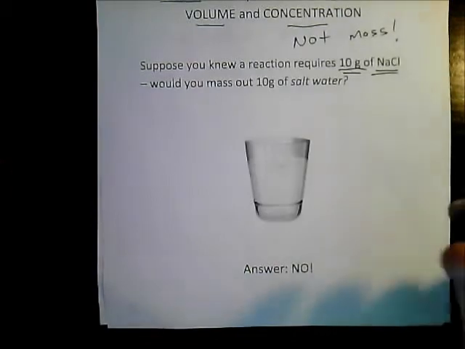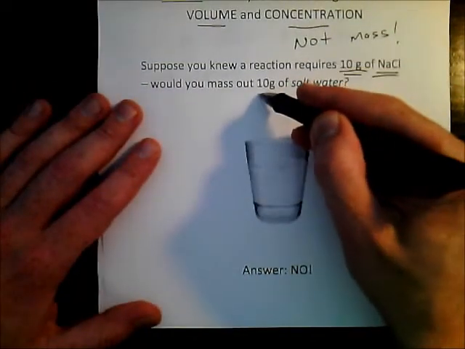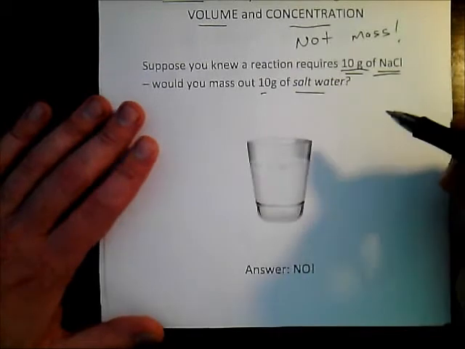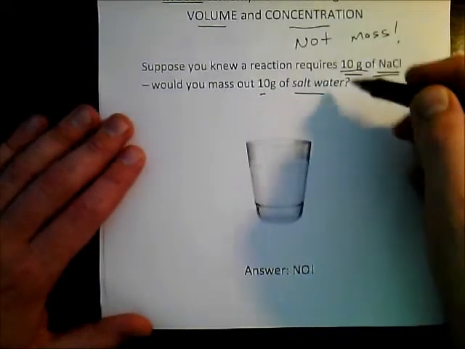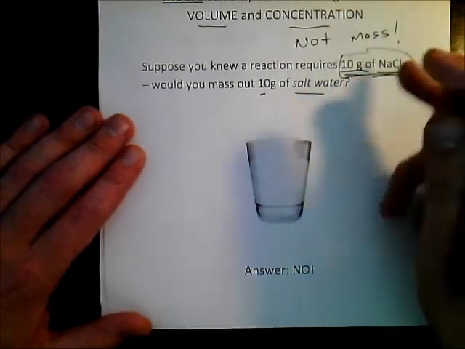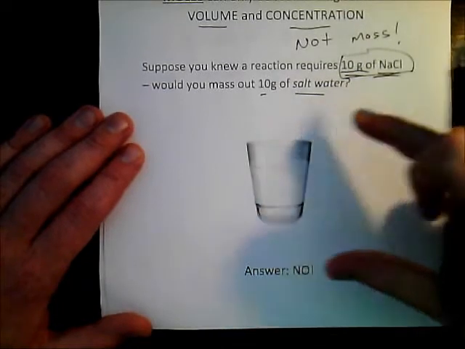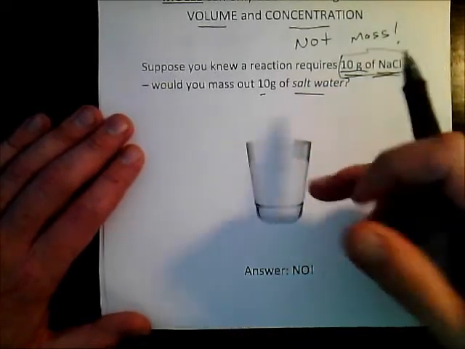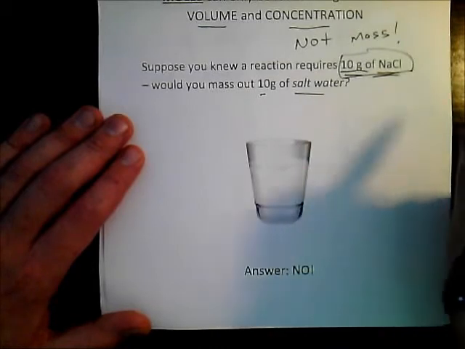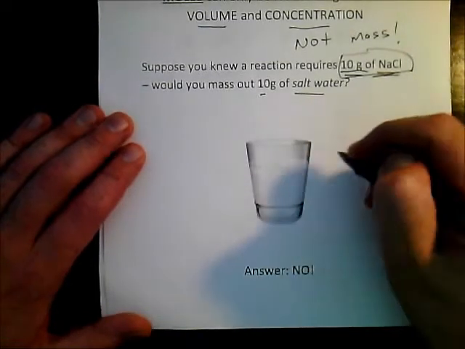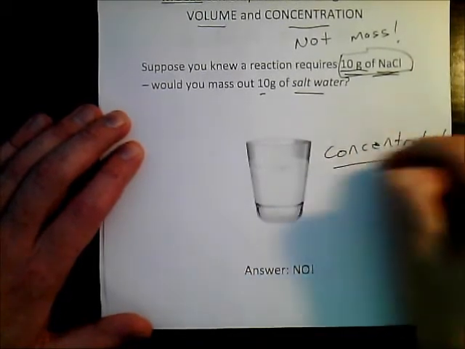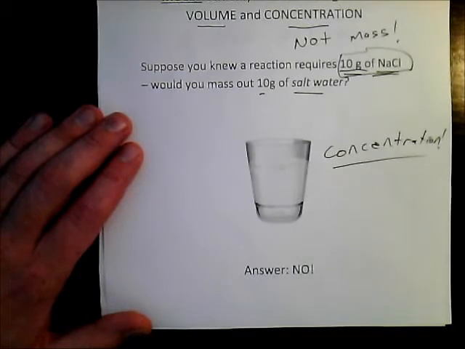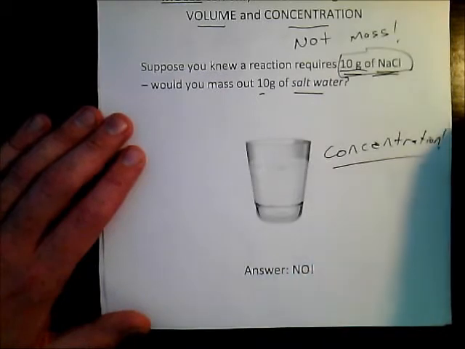Good job. Yes, of course, you would not actually weigh out 10 grams of salt water, because what you'd be weighing is mostly water, and there would only be a little bit of salt in that. If you wanted 10 grams of NaCl, you would need however much of this solution contained 10 grams of NaCl, which would be quite a bit more than 10 grams of the solution itself. We'd have to figure it out. The only way we could figure it out is concentration. If we knew how concentrated the solution is, then we could figure out how much of the solution it would take.